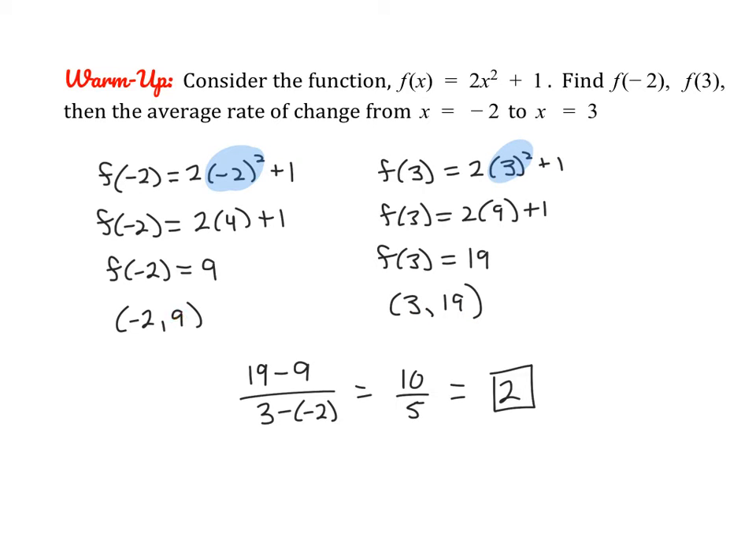And then you can use those 2 points to help you find the average rate of change. So essentially, you're just finding the slope of the line that would connect these 2 points, and you should end up with an average rate of change of 2.